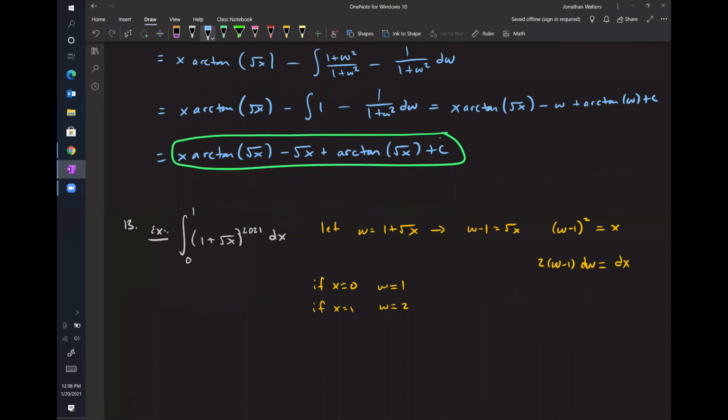So I'm just going to go ahead and change the whole integral. That's going to be the integral from 1 to 2, w to the 2021 power times 2 times (w minus 1) dw. Not as bad as we thought it was going to be. That was a good substitution. So this is going to be 2 times the integral from 1 to 2, w to the 2022 minus w to the 2021 dw.